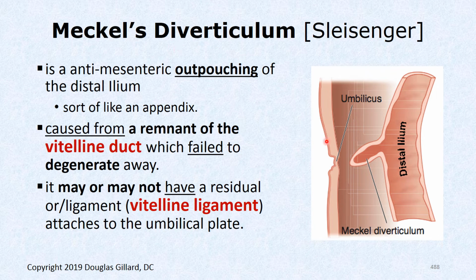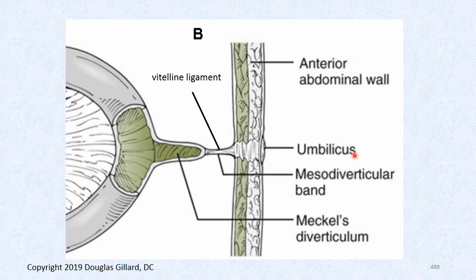But anyway, Meckel's diverticulum, it's almost like a little appendix, isn't it? It's an outpouching of the distal ileum, and the lumens communicate. So it's almost like an appendix, right? It's the vitelline duct, which failed to degenerate away. It started to degenerate. Vitelline duct used to connect the umbilicus to here, and that's gone, but it didn't go all the way. So sometimes you'll have a ligament connected here as well. Sometimes you don't. This picture you don't.